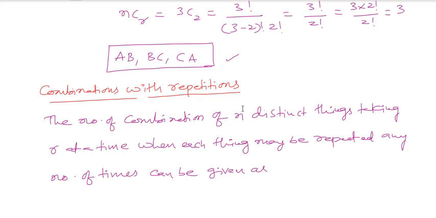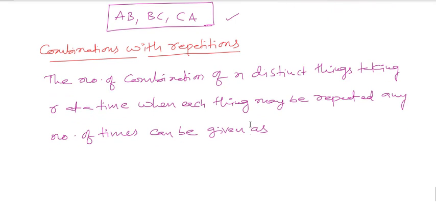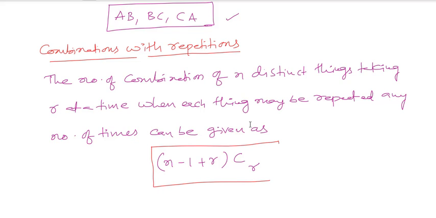Earlier, for permutations with repetitions, I went with n power r. Here you have to take it as (n minus 1 plus r) C r. N minus 1 plus r into C r. This you have to do as (n minus 1 plus r) C r. Getting what I'm saying here? Clear, right? That is how I have to do it.